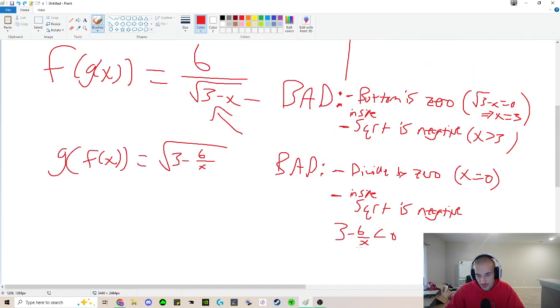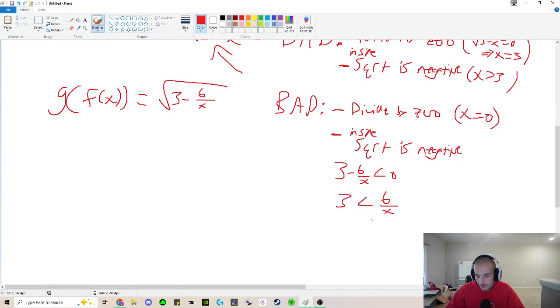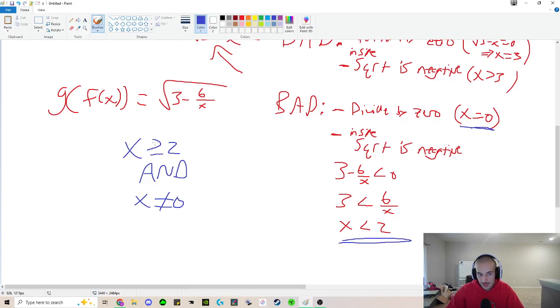Okay, so 3 minus 6 over x is going to be less than 0. This is bad. This means that 3 is less than 6 over x is bad. We multiply and divide, x is less than 2 is bad. Right? So if x is less than 2, we're bad news bears. This is not great. So for this to be legit, we need x is greater than or equal to 2, and x is not 0. Right? Because here x is 0 is bad, x is less than 2 is bad.